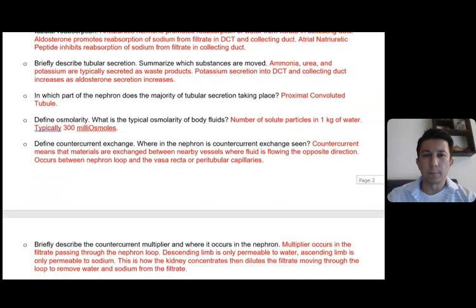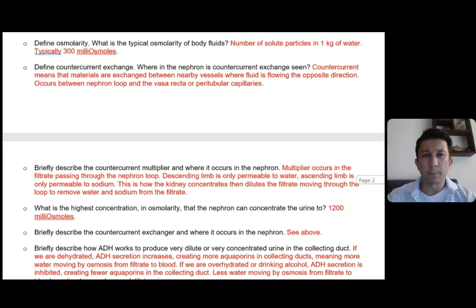Next, we'll look at some physiology of the kidney tubules by defining osmolarity, or I guess I should say physiology of the body as a whole in terms of fluids and solute concentrations and things like that.